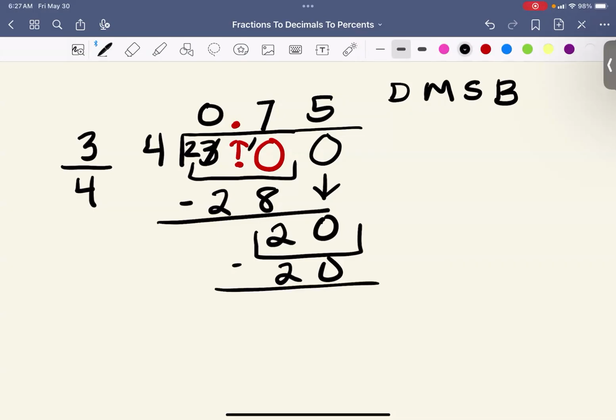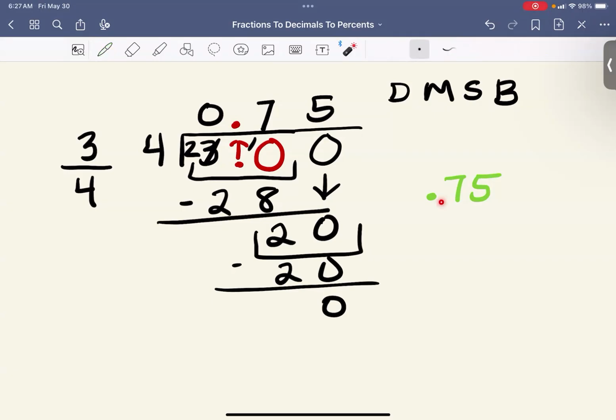20 minus 20 is 0. So my answer is 0.75, or 75 hundredths. One more step. I want to change 75 hundredths to a percent. A percent is always out of 100.